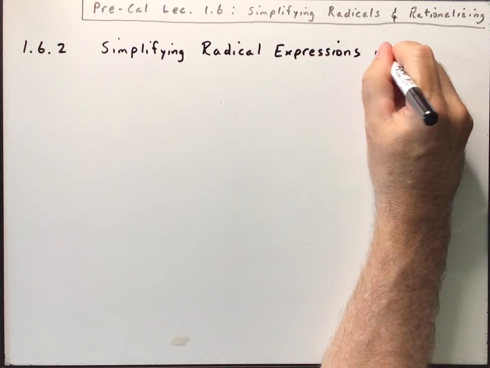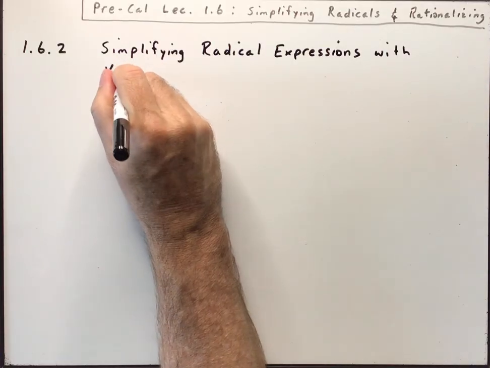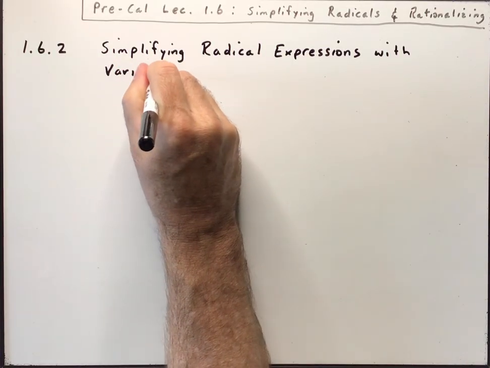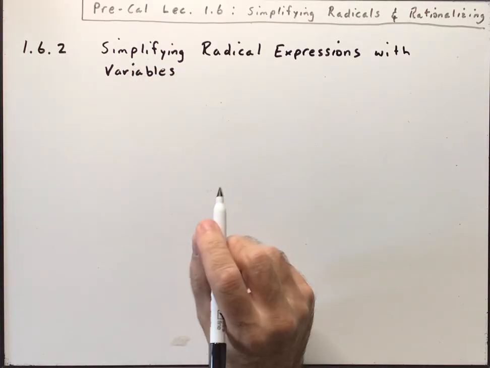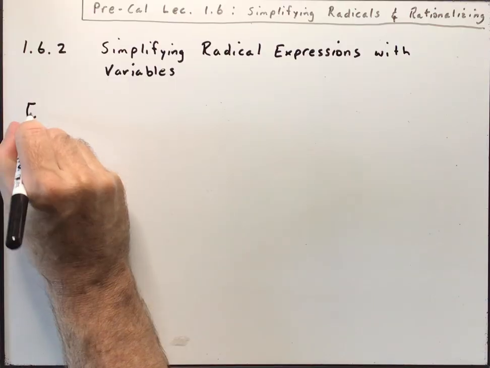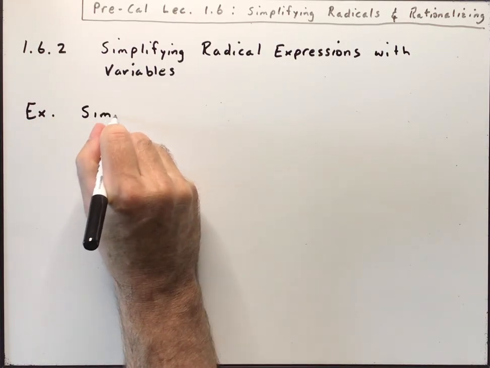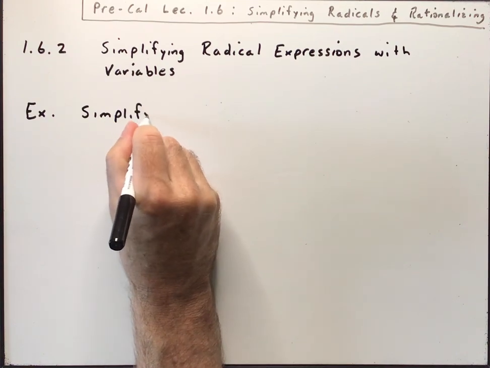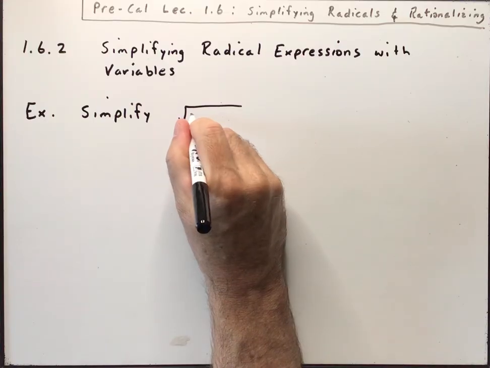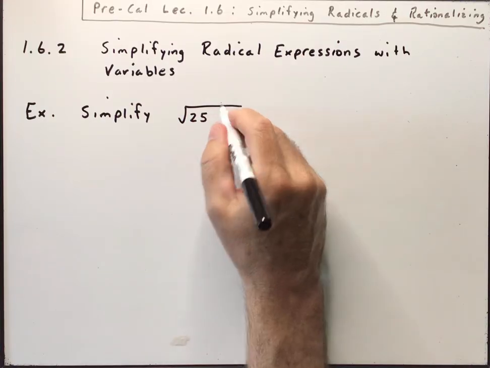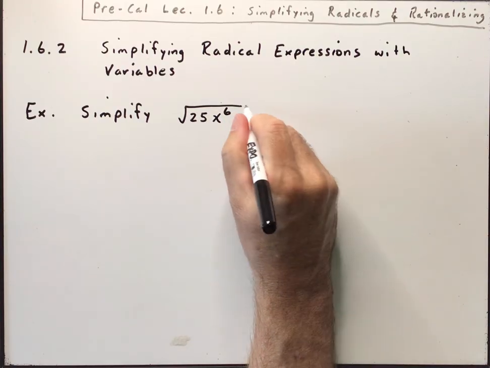With variables. Okay, so instead of just raw numbers, this time we're going to have some variables that we're going to simplify. So our first example, we want to simplify the square root of 25 x to the 6th y times y to the 5th.